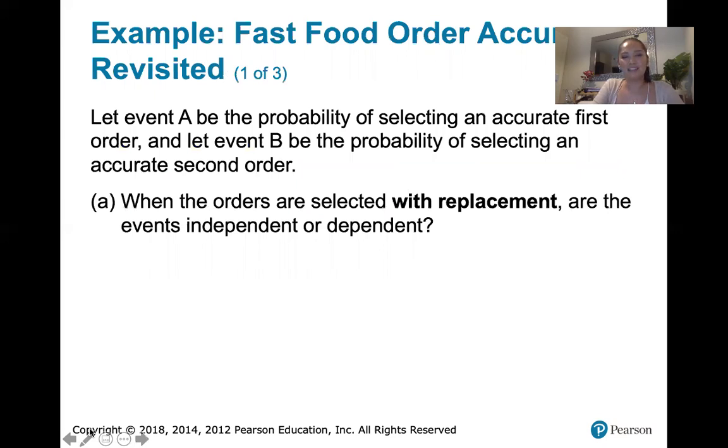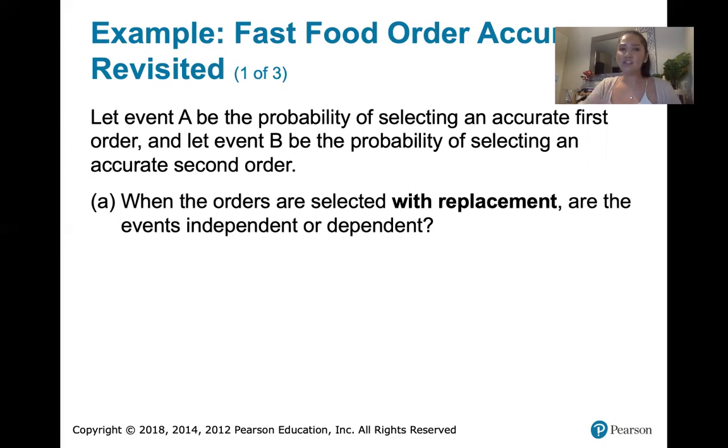So let's think about these ideas. It says, let's revisit that example. Let event A be the probability of selecting an accurate first order, and let event B be the probability of selecting an accurate second order, when the orders are selected with replacement. So you've got your orders in a hat, you take one order out, and then you put it back in, and then you select again. Are the events independent or dependent?